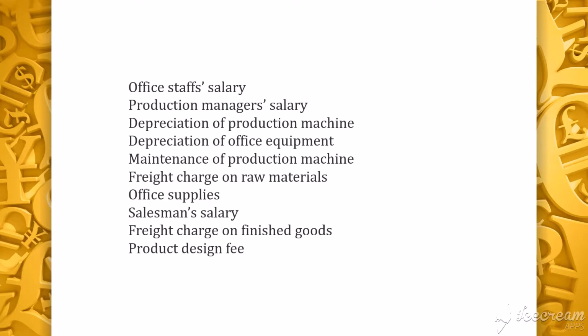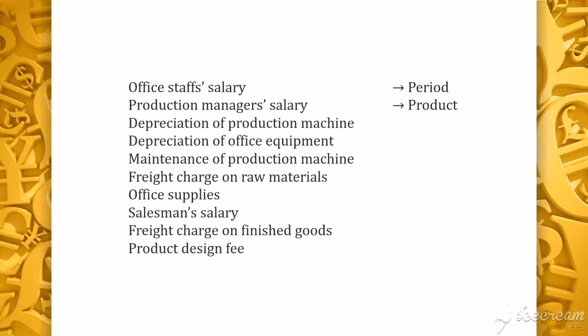Let's go through some examples to learn how to differentiate between a product cost and a period cost. Remember, any cost incurred in the factory or any cost related to the production process is a product cost. Office staff salary is a period cost because it is an expense incurred in the office. Office staff are also not involved in the production process. Production manager's salary is a product cost, since the production manager will facilitate the production process.